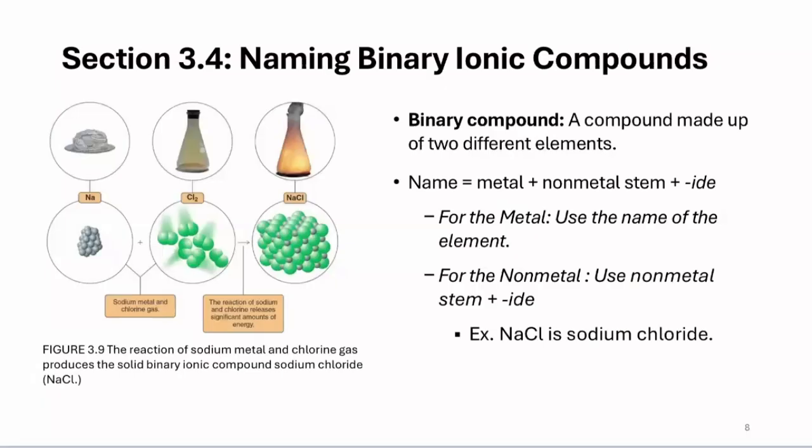In this video, we're going over naming binary ionic compounds. A binary compound is just a compound that is made out of two components. In this case, it's going to be two different elements. If specifically we're talking about binary ionic compounds, then the components are a metal and a non-metal.